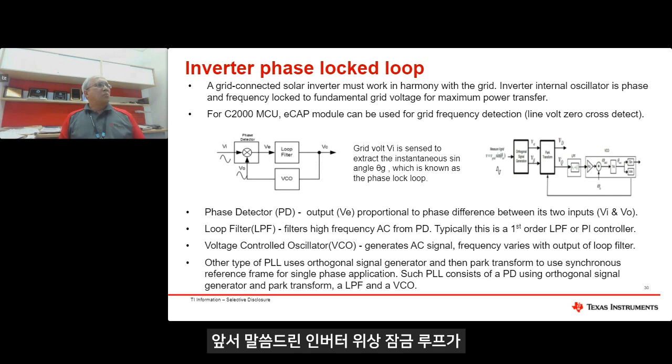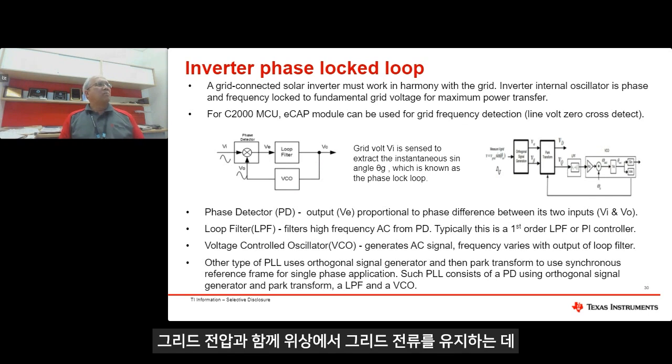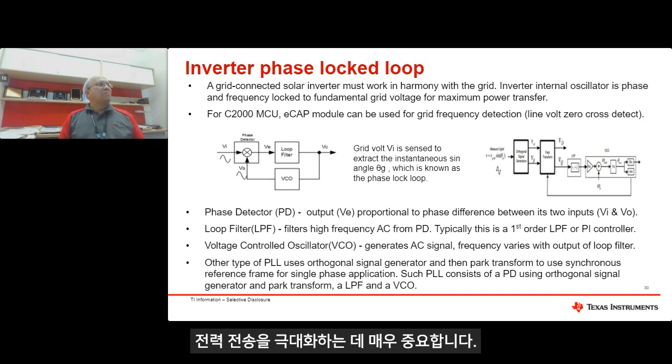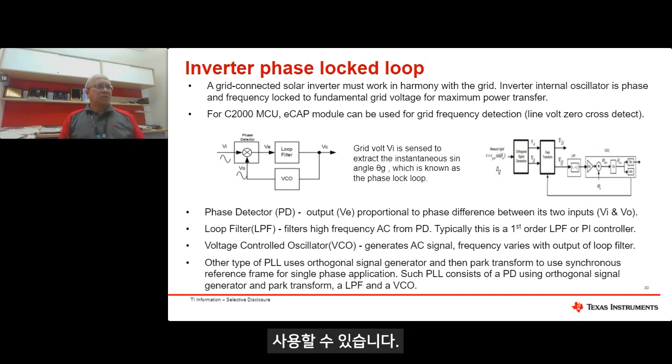The inverter phase lock loop, we talked about it, is critical for maintaining the grid current in phase with the grid voltage, and that is critical for maximizing power transfer. The C2000 microcontroller has an enhanced capture module, the eCAP module, that can be used to calculate the grid frequency. It can be used to detect the line voltage zero cross. It can calculate the frequency that way. And then for the phase, you sense the voltage and you can implement the phase lock.